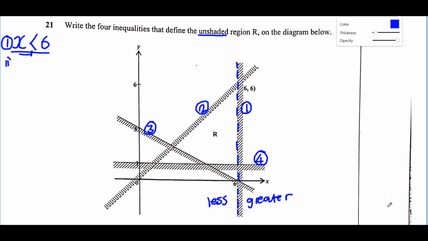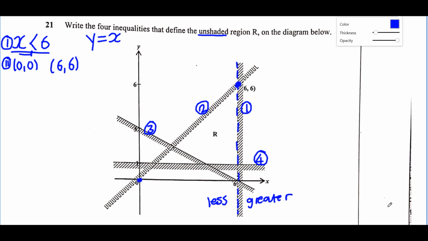We move on to inequality number 2. Now for inequality number 2, the line is slanting, so we are supposed to find the coordinates. This is 0, 0. Then this point here is 6, 6. If x1 is equal to y1 and x2 is equal to y2, then the equation will be y is equal to x. But we just have to replace the equal sign with the inequality sign.